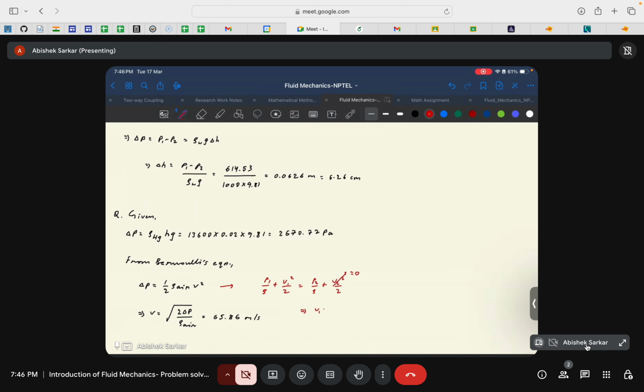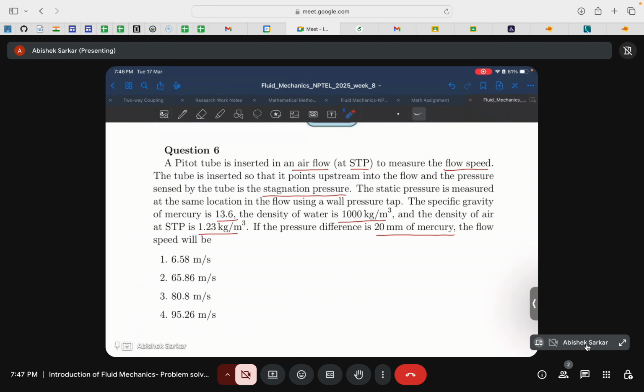V1 would be equal to square root of 2 times P2 minus P1 by rho, which is rho air in this case, and P2 minus P1 is found out by using the pressure difference obtained from the manometer, which has mercury as its working fluid. That's what we do here. So from that we get V as 65.86 meter per second. So the correct option would be option number 2.